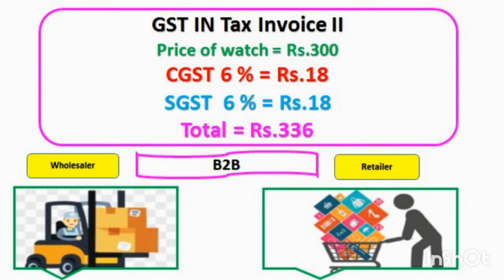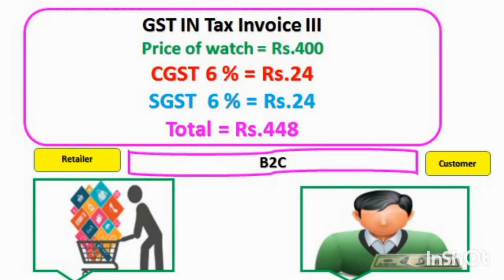In the second tax invoice, the price of the watch is rupees 300, CGST at the rate of 6% rupees 18, SGST at the rate of 6% rupees 18, and the price of the watch including GST is rupees 336. In the third tax invoice, the price of the watch is rupees 400, CGST at the rate of 6% rupees 24, SGST at the rate of 6% rupees 24, and the price of the watch including GST is rupees 448 for the customer.